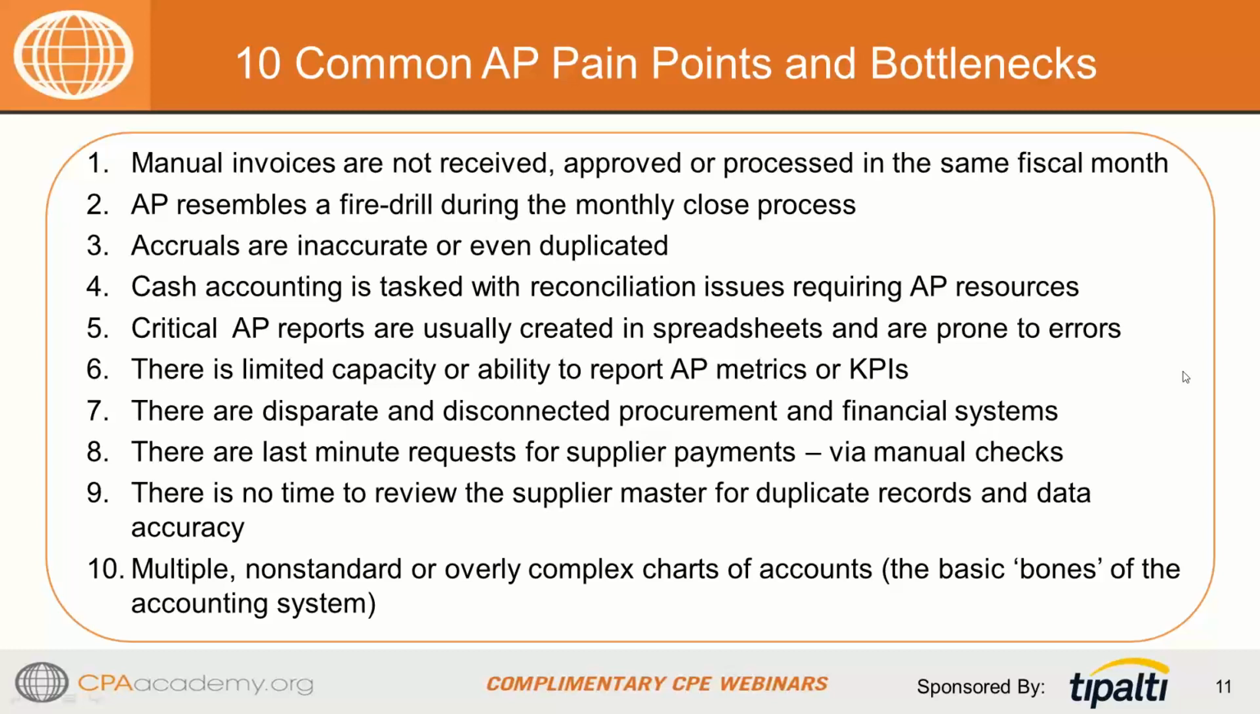Critical AP reports are usually created in spreadsheets and are prone to errors, and there's a limited ability to report any sort of metrics for the AP process. There are disparate and disconnected procurement and financial systems, and there are last-minute requests for supplier payments with manual checks. And that usually adds to the fire drill environment, and of course we're going to see errors. So there's no time to review the supplier master for duplicate records and data accuracy.